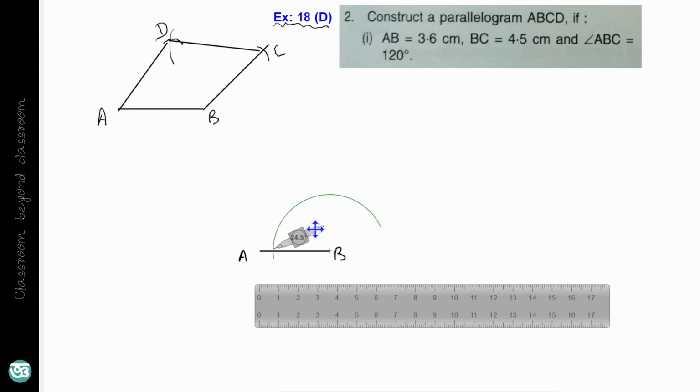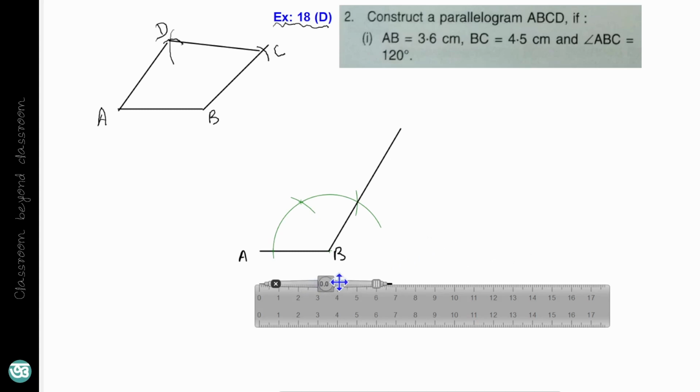Then same radius, another arc. So whatever point we get, take this as the center and draw another arc. Now we can join this point with point B. So we can extend it to some convenient length, that should be more than or equal to BC, which is 4.5 centimeter. Now BC equal to 4.5 centimeters.